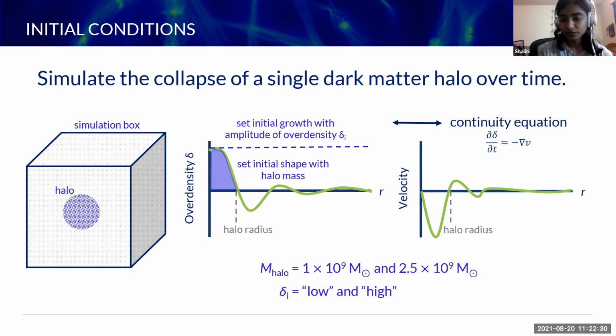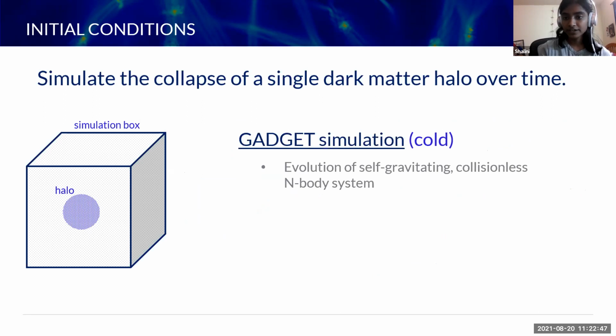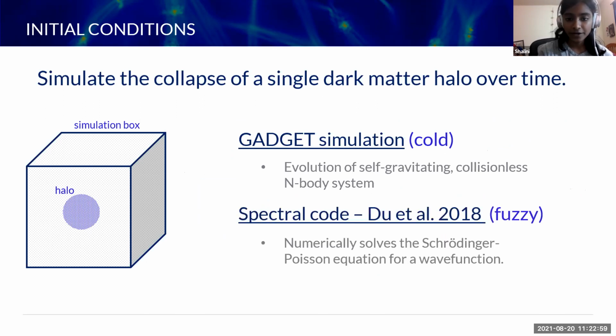In the end, I was able to run 4 sets of simulations for cold and fuzzy each, and also specifically for halos with 2 different masses and with both low and high initial overdensity amplitudes. In the cold dark matter case, we're using the Gadget code, which is a gravitational N-body simulation. And then we'll use the same exact initial conditions to run our fuzzy dark matter halos, where we're using a spectral code, which my mentor previously developed. And unlike the N-body code, it numerically solves the Schrodinger-Poisson equation for the wave function that describes the fuzzy dark matter.